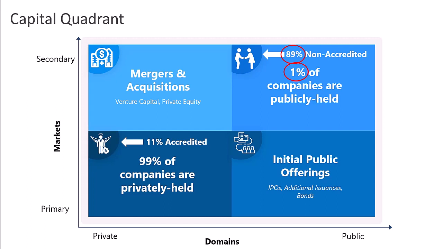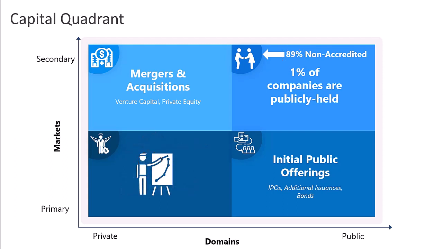So that means that 89% of us that are non-accredited get to invest, but we only get to invest in 1% of the businesses in America, while 11% of the people in this country and entities get to invest in 99% of the private businesses. Well, how do they make money? The people that operate in the private primary market.